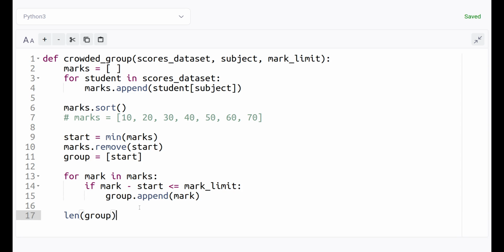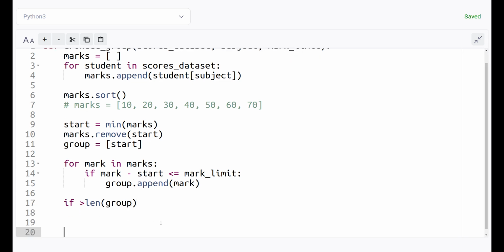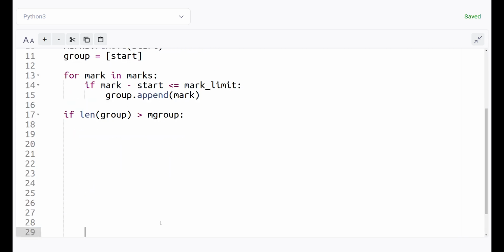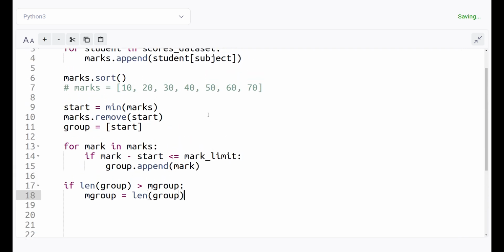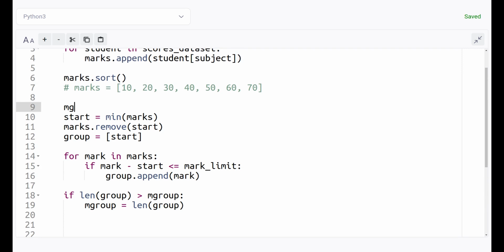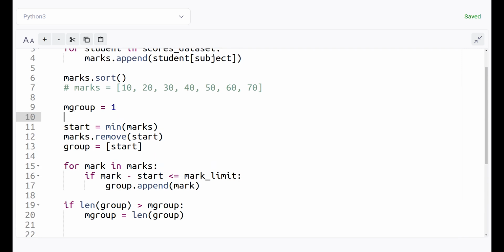If the length of the current group is greater than the maximum group size that I have found out so far, what do I do? I update maximum group size to the length of this group. As usual, you have to make sure that the maximum group size is set to something. Instead of setting it to 0, you can set it to 1, because any group should have at least one member.